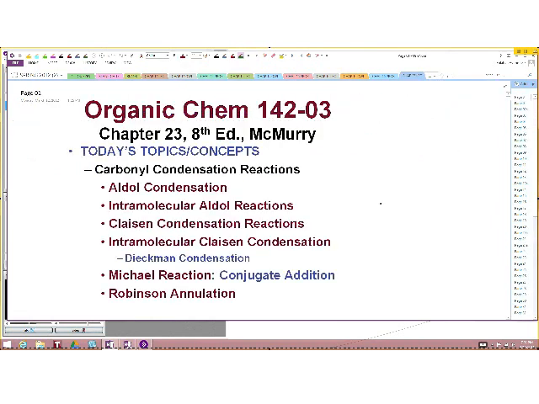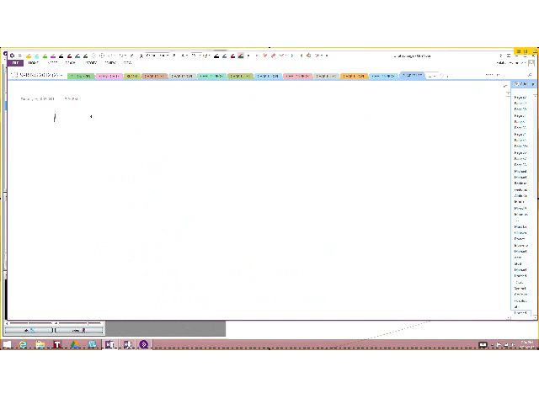Okay, so what do we want to do now? If you recall, when we left on Thursday, we started discussion of Michael reaction and conjugate addition reaction. So what we want to do here is finish up on that, and then also conclude with the Robinson annulation reaction. So in essence, two things I would like to do today. One, Michael addition reaction, more examples of that.